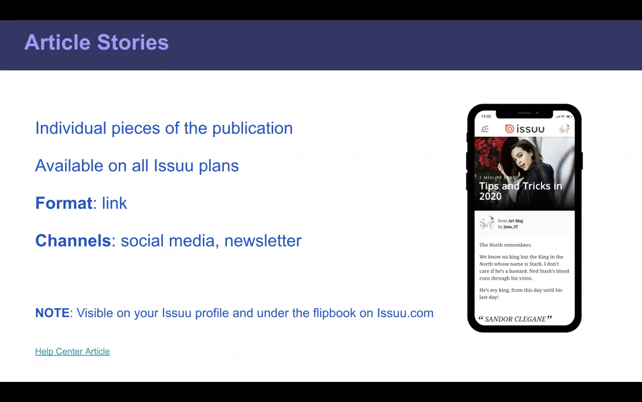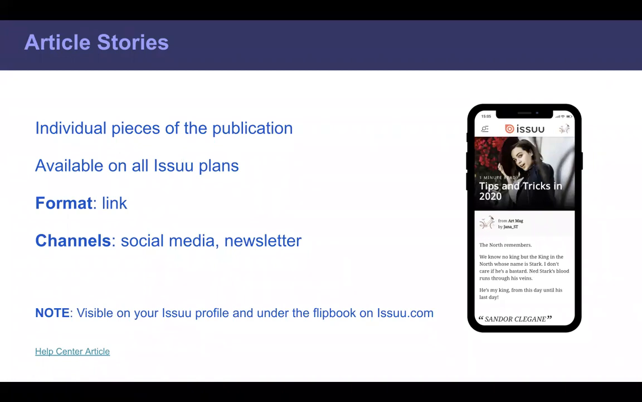Where else are these article stories visible? In case you or any reader goes to your Issuu profile and checks the box "show stories inside," all the article stories will be listed there. Also, if they open the publication on Issuu with the publication link, these article stories are listed below the reader. So it gives the reader a feeling of a table of contents, because they can see the title of the article story and also the description. That's something you set yourself in the article stories editor, which I will show you in a minute.